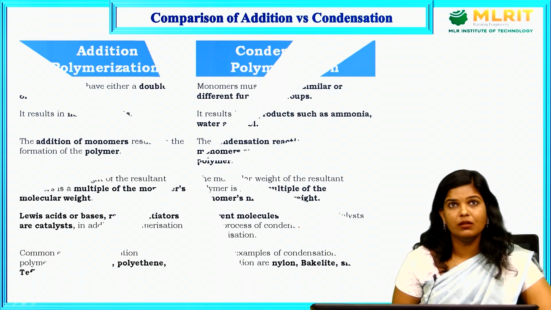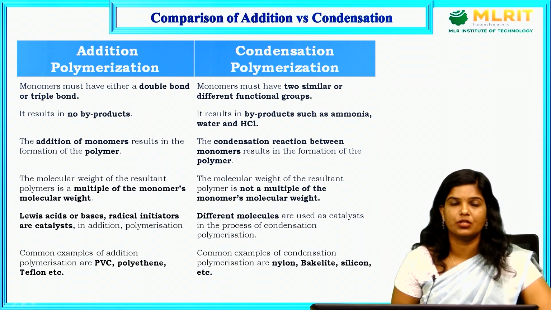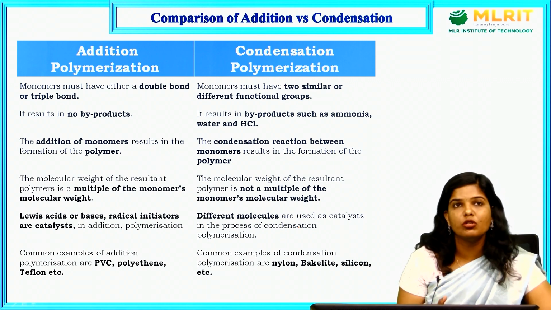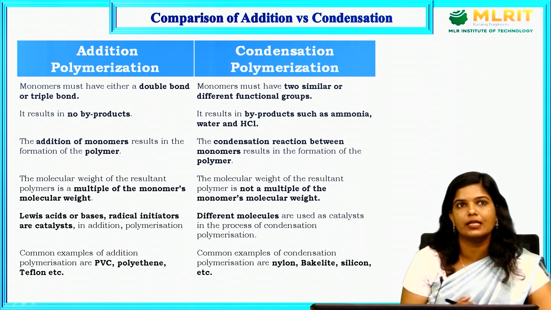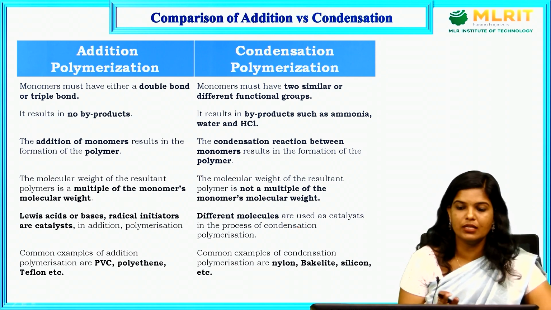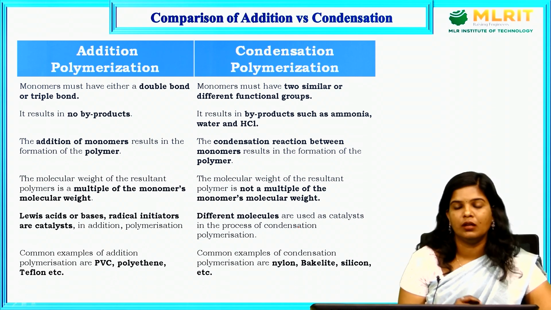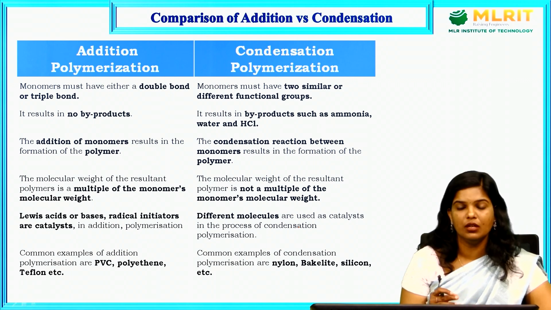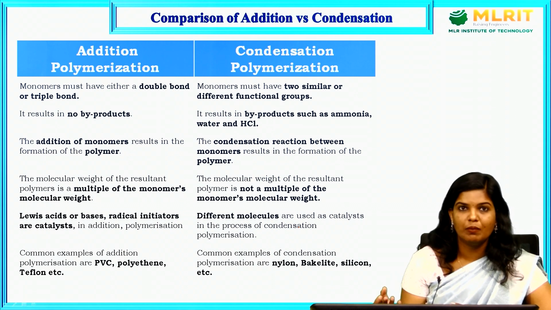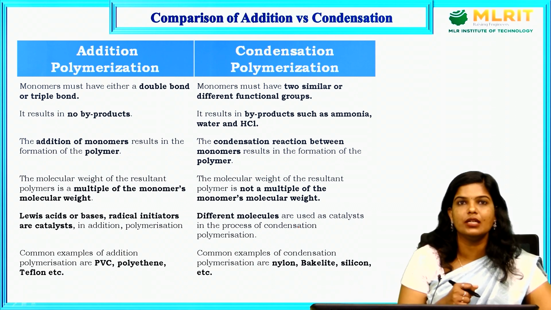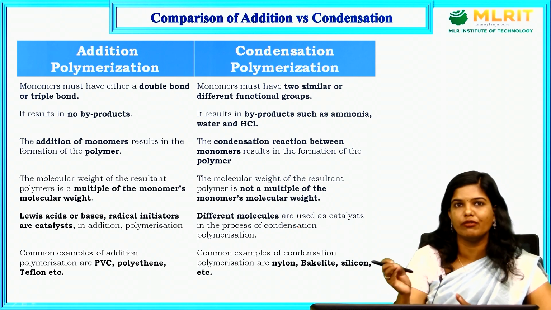So how can we distinguish between addition and condensation polymerization? In addition polymerization, the monomer should have a double bond or a triple bond, but in condensation, two dissimilar or two similar functional grouped materials can work as monomers. In addition, there are no byproducts, but in condensation there will be a small amount of byproduct like HCl, water or ammonia. In addition polymerization, the molecular weight is multiplied and increases, but in condensation it is not multiplied, and a small amount is reduced.